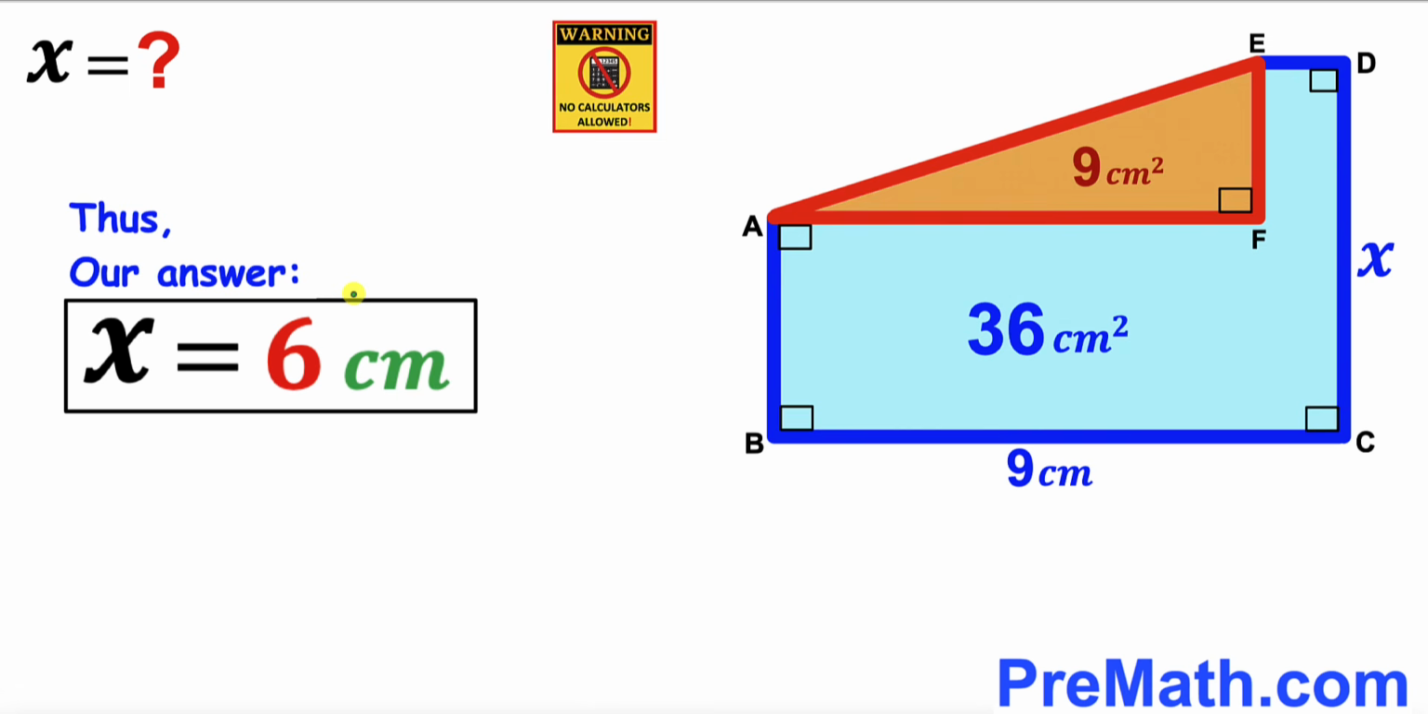Thus after all the calculations and manipulations, our x value turns out to be 6 centimeters. In other words, this x value is going to be equal to 6 centimeters. And that's our final answer.